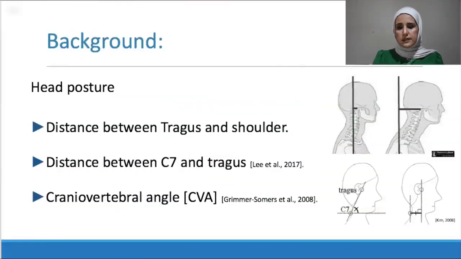There are different parameters to measure the head posture, which are the distance between tragus and shoulder. So this is tragus and this is shoulder. And the other distance is between tragus and C7. And there is an angular measurement called the craniovertebral angle, which is the angle between the tragus-C7 line and the horizontal.